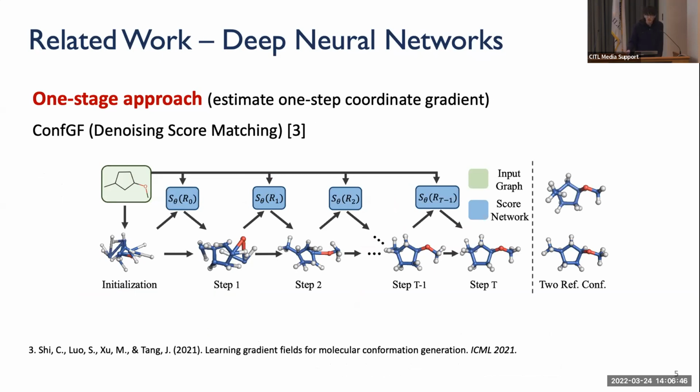For example, ConfGF, which utilizes the denoising score matching techniques. And it can estimate the one-step coordinate gradient. And after the model is trained, it can utilize some sampling methods like Langevin sampling to generate a stable conformation from the initial one.